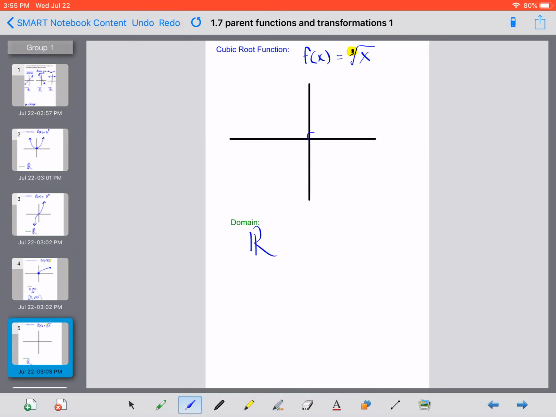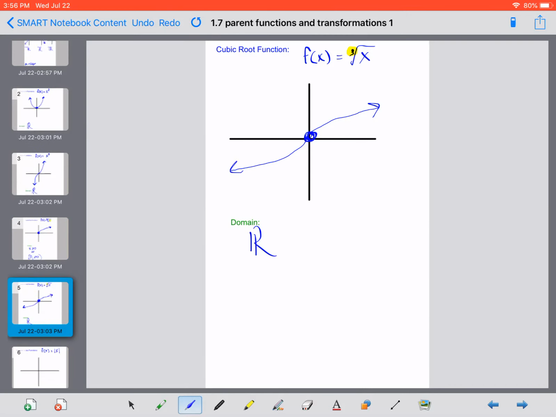And again, this looks similar to the square root of x function. It grows a little bit slowly like this, except remember, now it's defined on negative numbers as well, so it'll keep growing similarly in the other direction. So here's our cubic root function.